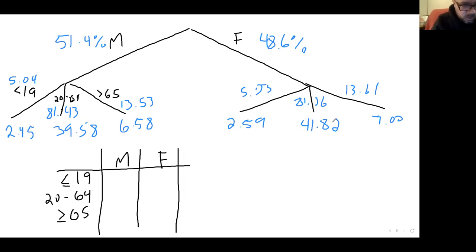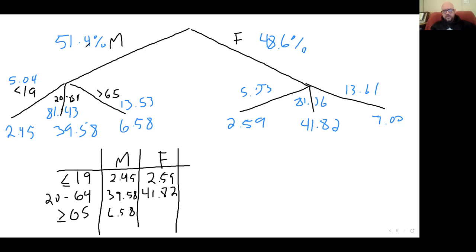All right, so the men were 2.45, 5, and again, all percentages, of course. 39.58, 6.58, and then we got 2.59 here. 41.82. That's interesting. That's so different. Did I do that right? Let me. No. Something's wrong here. What happened? Why?